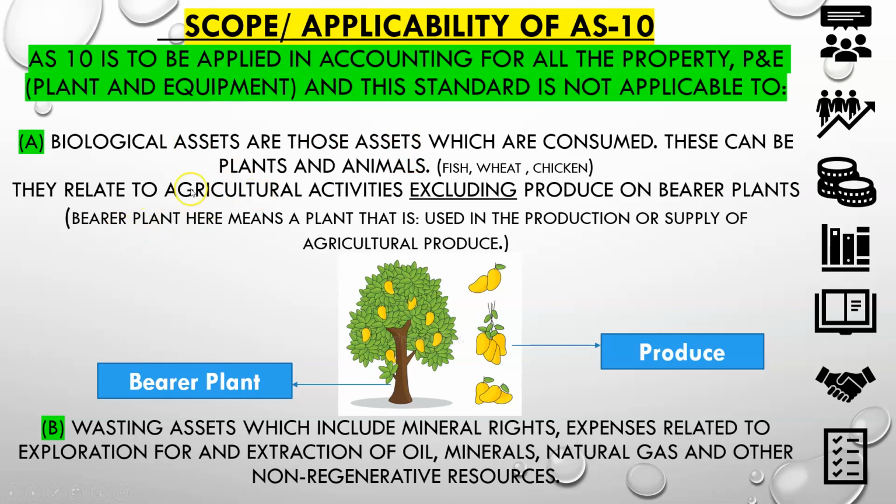Also, a bearer plant is an exception, where I have given an example of the mango tree. The mangoes here are known as the biological assets, accounting standard not applicable on them. But the mango tree, it is applicable on them. The mines that we have, all the expenses that we take up for the mineral rights and the expenses related to the exploration and extraction of oil and minerals, nothing is applicable to them.